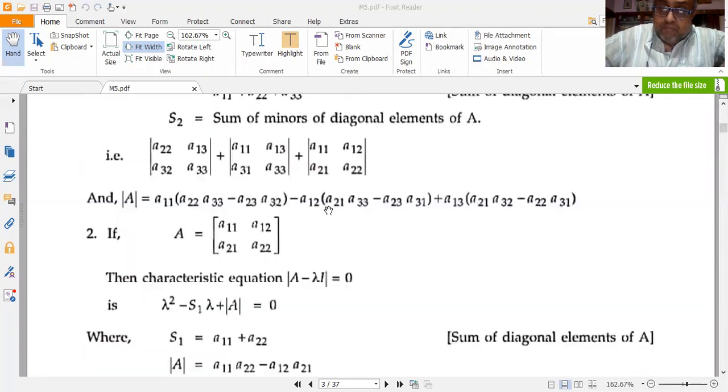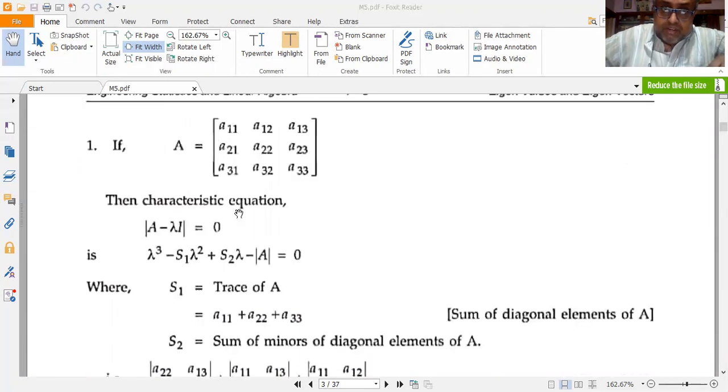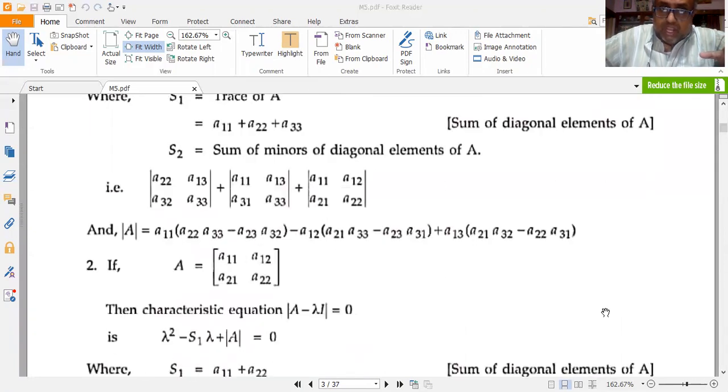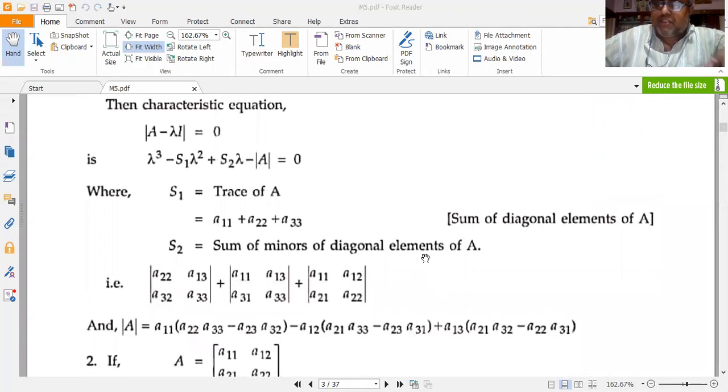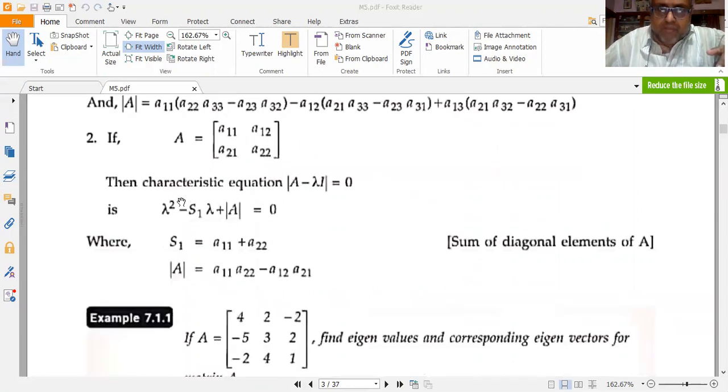Please note that the things outlined in section 1 and section 2 here are the shortcut methods for calculating the characteristic equation, and hence the eigenvalues and eigenvectors, for 3 cross 3 and 2 cross 2 matrices respectively, without having to solve for the multiplication. This lambda cubed minus s1 lambda squared plus s2 lambda minus determinant A is equal to 0 is a shortcut method for writing the characteristic equation of a 3 cross 3 matrix.